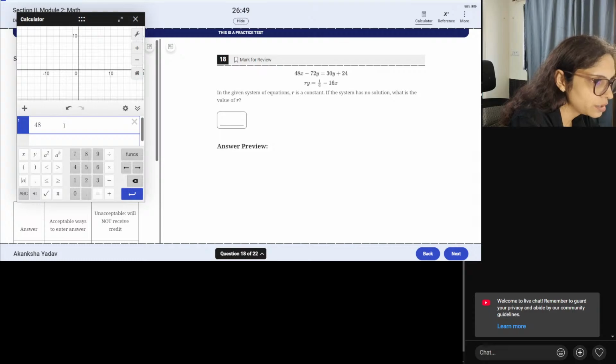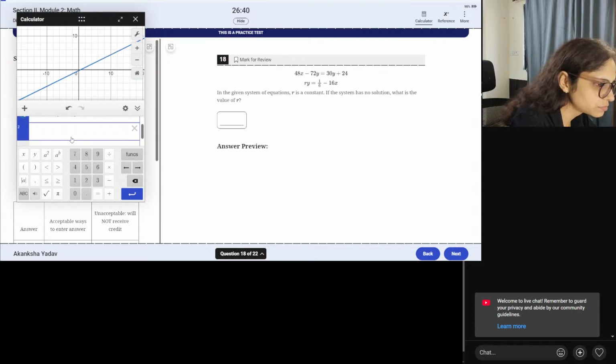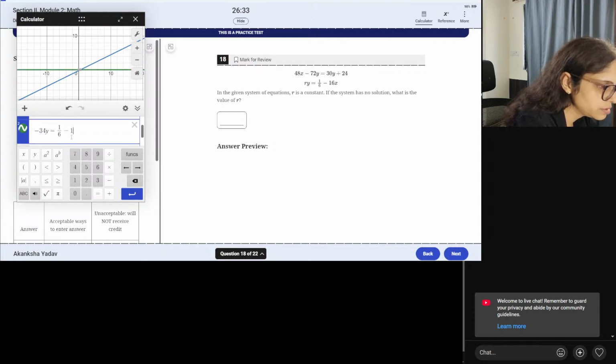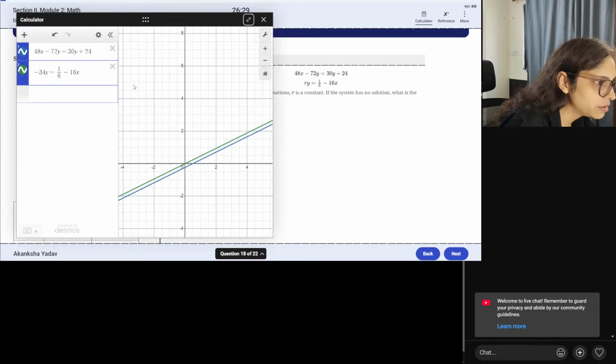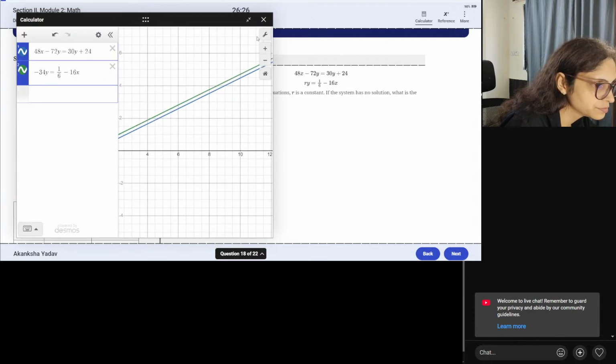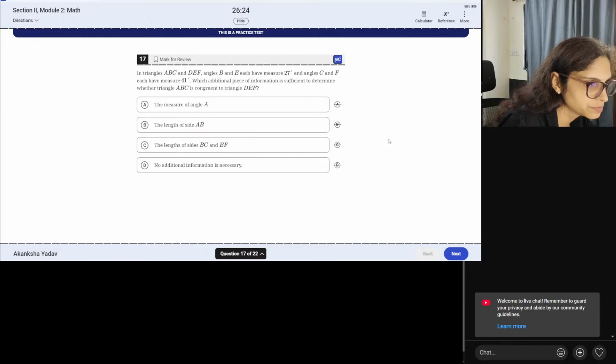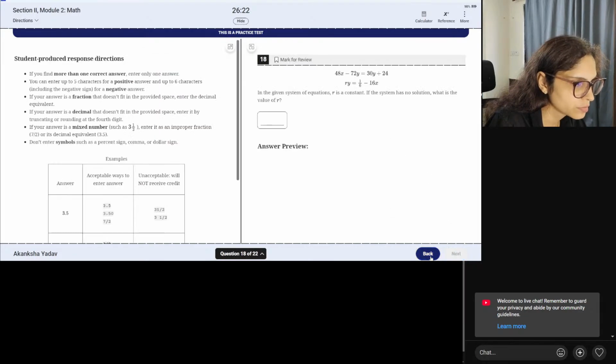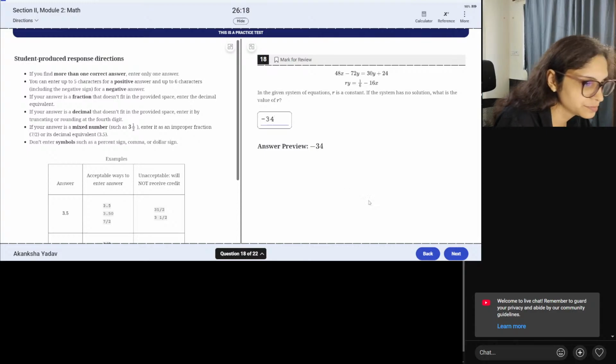I should be getting two parallel lines. Minus 72y is equal to 30y plus 24. Negative 34y is equal to 1/6 minus 16x. Here the lines are parallel, so it works. I didn't write the answer, negative 34.